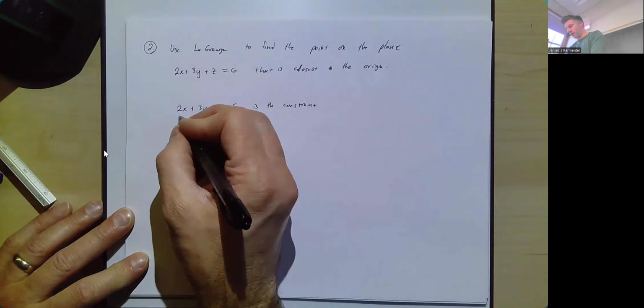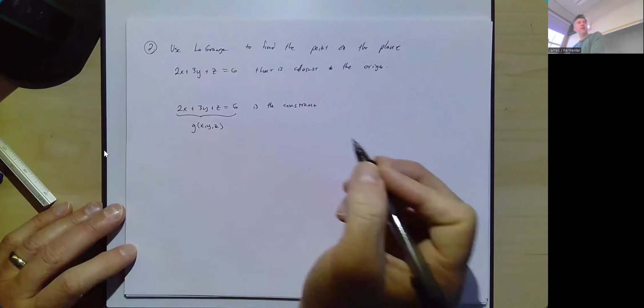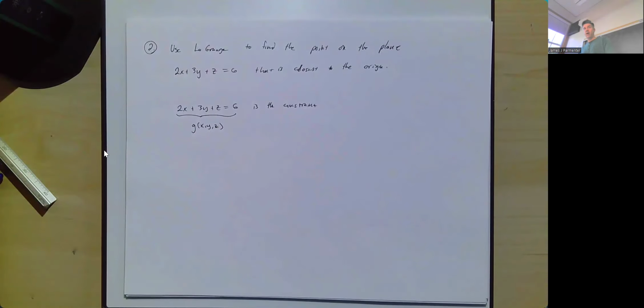People would typically call this g of x comma y comma z. And again, you can kind of do it either way.